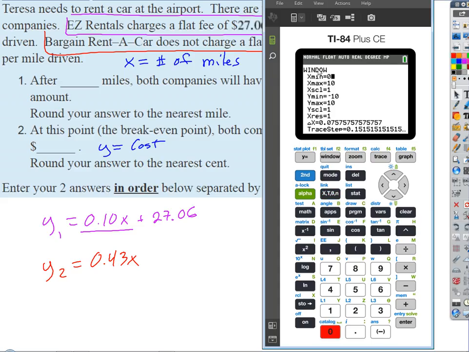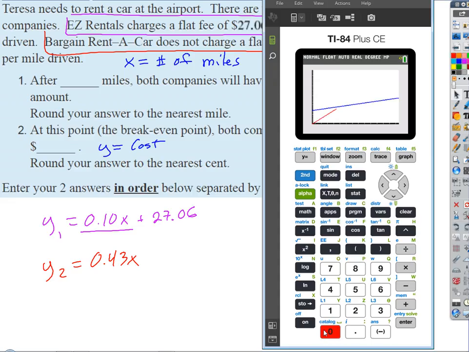It wouldn't make sense to have negative miles. And let's just go out to, what do we say, 250, something like that. If it doesn't work, we'll just change it. And then we'll go zoom 0, so we'll let it fit the y values for us. Okay, that's all it takes.